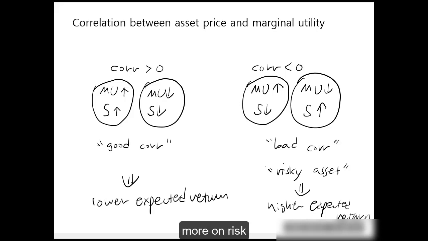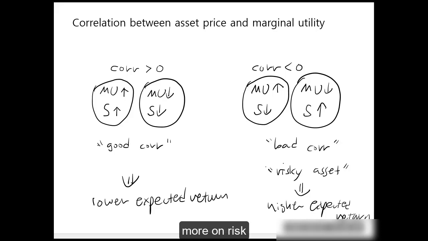The opposite case, if the correlation is in the opposite direction, that is, when you really need money, the asset doesn't give you any money. When you don't need money, the asset gives you more money. So this is a bad correlation. For such an asset, investors will demand high return because otherwise this asset is not useful. So in that case, expected return will be high and the current price will be low because people don't want to buy this asset.